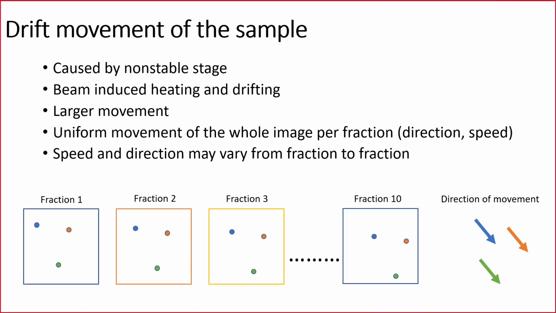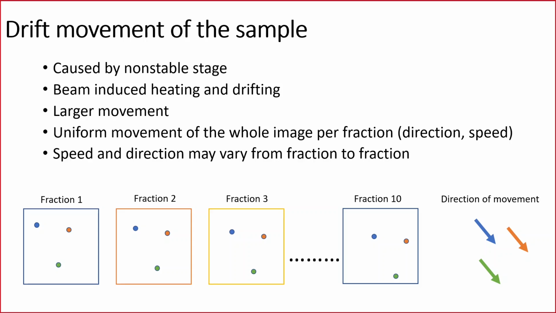Now, what can we do if we have movie fractions? Down here, we have a representation of a specimen with 3 dots, and these dots have a slightly different location on every single movie fraction. This location is defined by the drift of the microscope. This drift is usually caused by a non-stable stage. There is no perfect stage, so there is always a little bit of drift. Also, it might be induced by heating, induced by the beam.